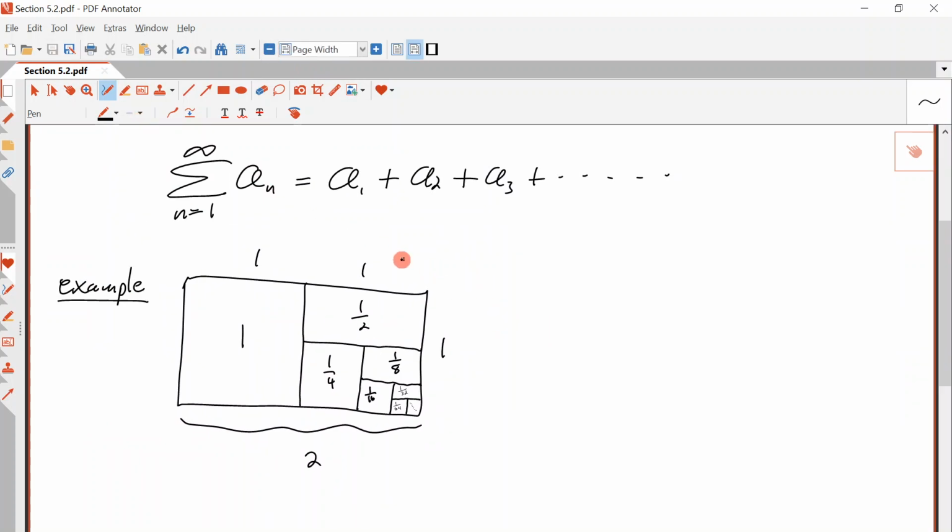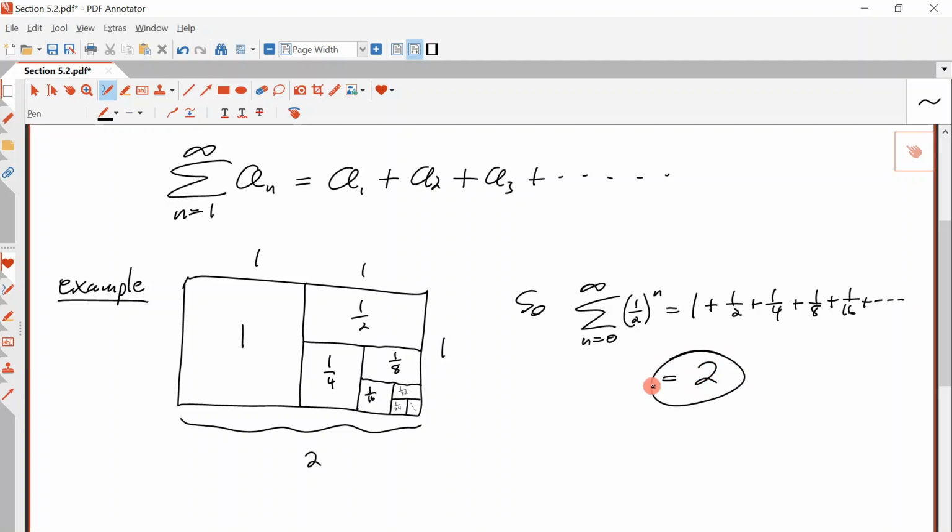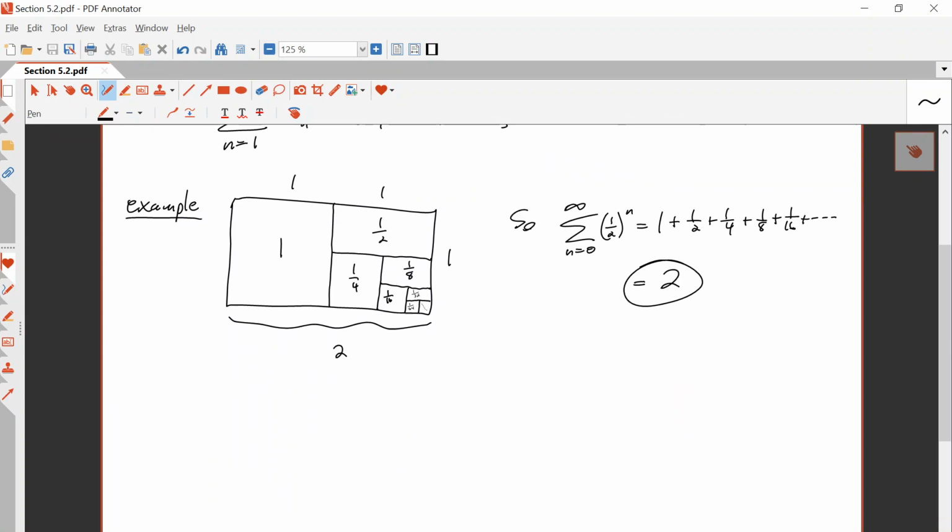So from here, the sum n equals 0 to infinity of 1/2 to the n, which is equal to 1 plus a half plus a quarter plus an eighth plus a 16th, so on and so forth, is equal to 2. Because it's just the area of this whole rectangle. So even though there's infinitely many terms in the sum, you do get an actual meaningful, finite sum. And this is just one real nice example of that.